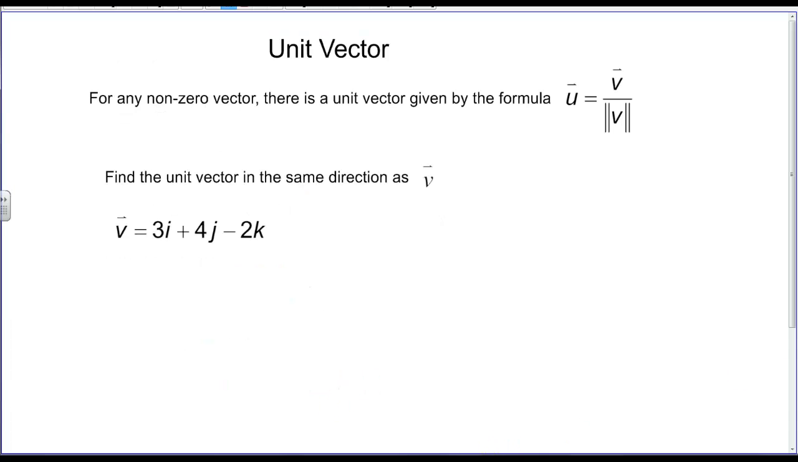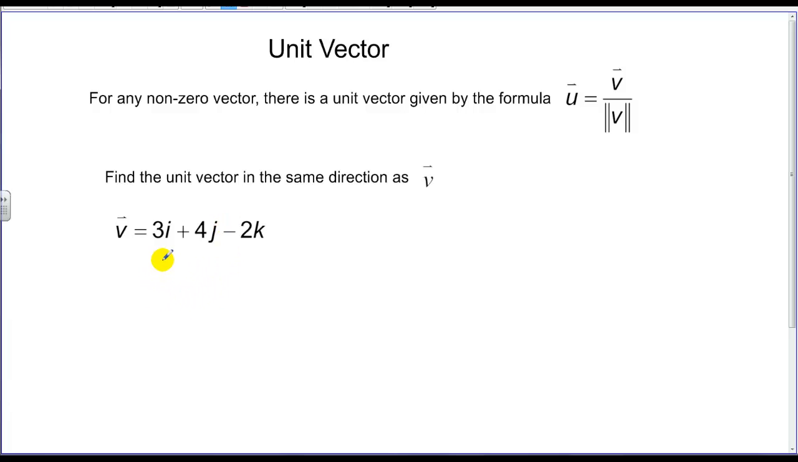If we want to find a unit vector, we do that once again the same way we did it in 2-space. Take the vector components and divide each of those by the magnitude of the vector, and then say that is our unit vector pointing in the same direction as the original vector. So here I have a three-dimensional vector, 3i plus 4j minus 2k. I want to find the unit vector in the same direction as that vector.